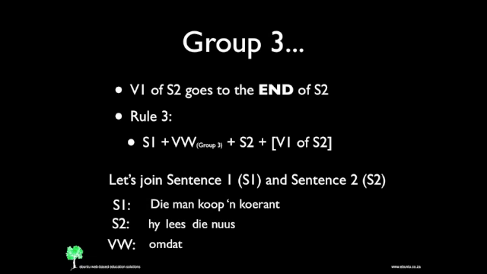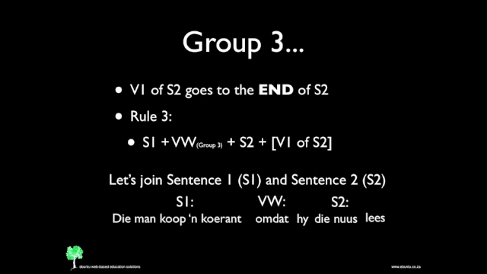Verb 1 of sentence 2, as it is there in hy lees die nuus, is lees. So that needs to move, and if you look at where it's moved to, it's moved to the end of sentence 2. Let's match that up with the rule. There you've got S1, which stays unchanged; you really just write it down as it is. You then add your conjunction. Then you have to identify your verb 1 and move it to the end of sentence 2. So there you've got the rest of sentence 2, and then right there at the end, V1S2, verb 1 of sentence 2.